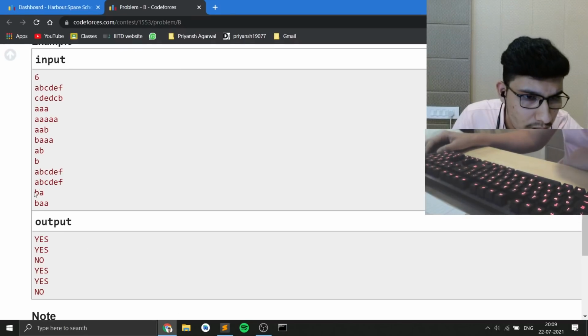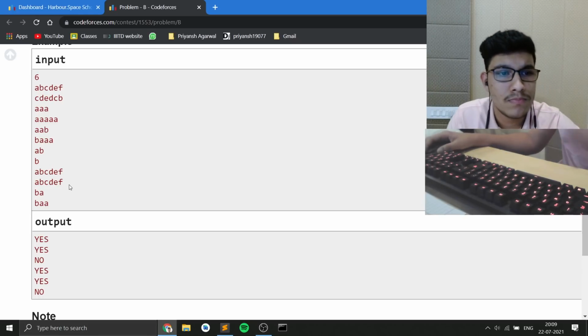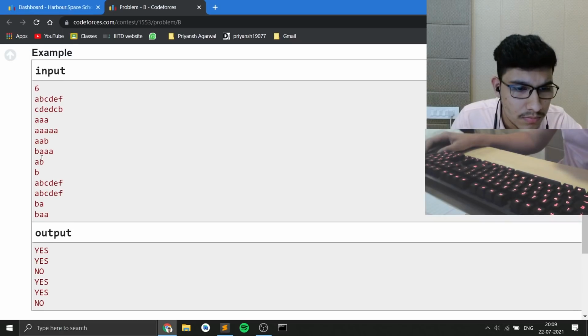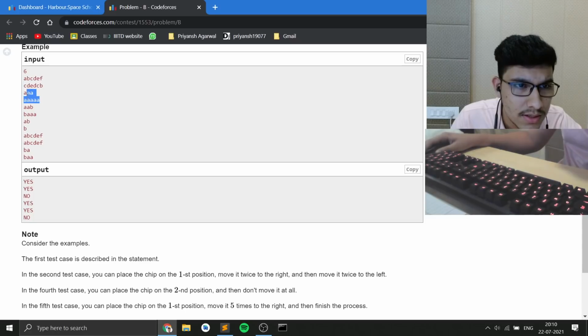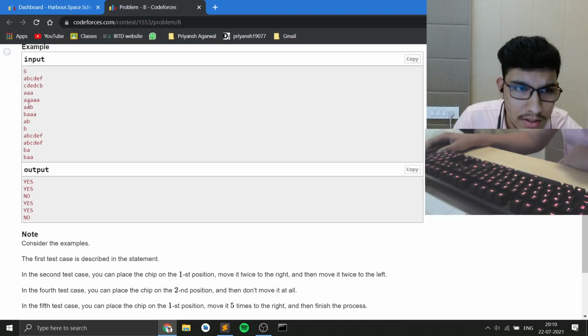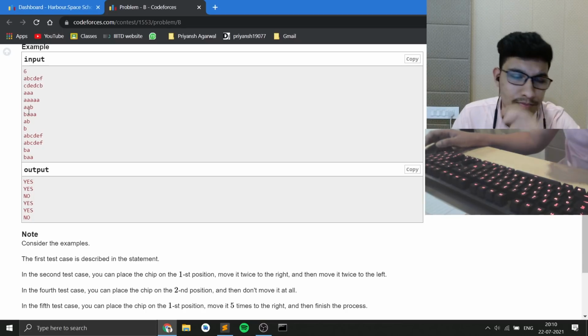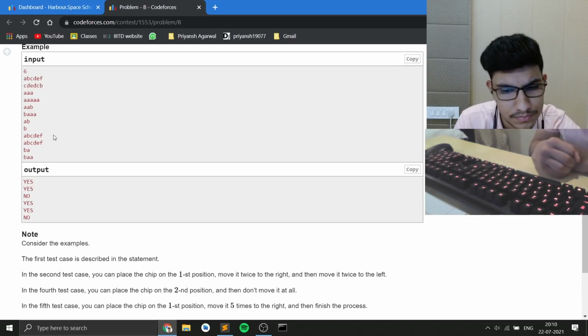So here if we look at this string, this is the first test case, this is the second one, this is the third one. If I just do B, A, A. Oh, okay. So we can only move towards the right once and then move towards the left once.